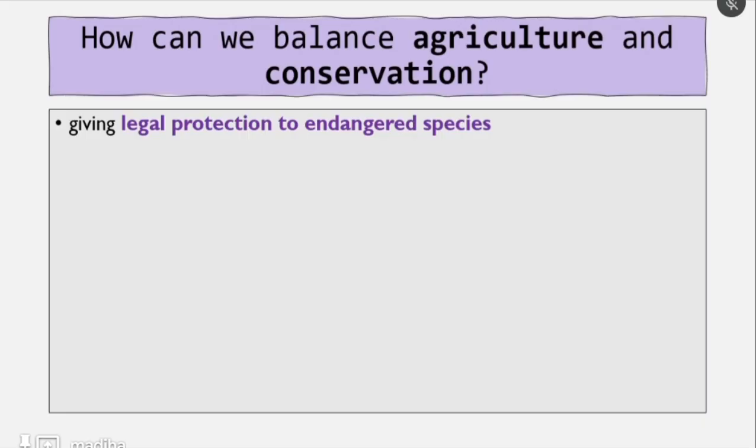So one of them is giving legal protection to endangered species. So let's say a specific type of deer is endangered. The government can put legal protection on that deer so that they can't be hunted, they can't be tracked down and killed, things like that. So legal protection will protect those species.